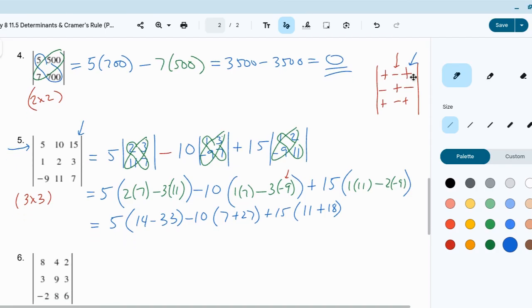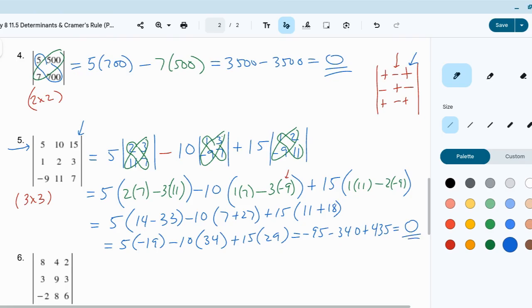All right, no, I'm doing a lot for this one. That's okay. So we don't need to show all our steps next time, but might as well get it correct the first time. So 5 times negative 19 minus 10 times 34 plus 15 times 29. So if I multiply all these out, I have negative 95 minus 340 plus 435, which, this is a big coincidence. I don't know who picked these out, but you get 0.